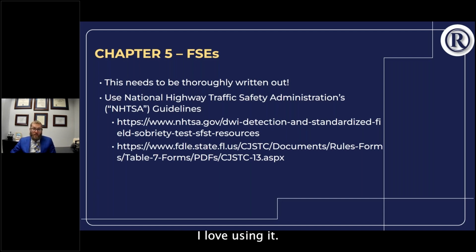I love using NHTSA, the National Highway Traffic Safety Administration guidelines, for writing out my FSE cross-examination. And these are the two websites where you can get those documents. It's going to show you how officers are trained to conduct DUI investigations in the field sobriety exercises. So what instructions are they required to give, and then what clues are they required to look for? Because that's all that matters. And if they deviate from either of those, the exercises are invalid. They're not reliable.